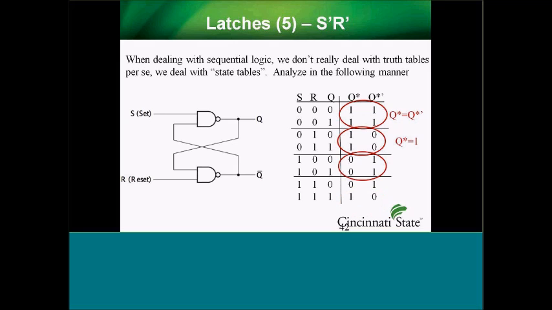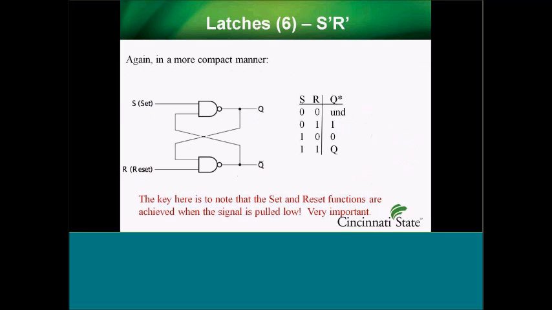If we have a situation where it's 1, 0, then we find that it's set to 0. And here we see that for the 1, 1, Q and Q star are exactly the same. It's not changed. So we do a similar summary. You know, it's undefined, it's 0, 0. It's set, it's reset, and it's unchanged.